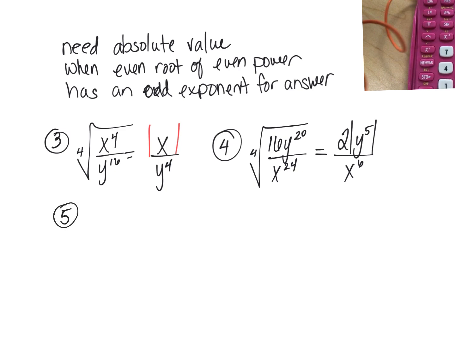And then example 5. I'm using a lot of 4th roots because square roots are, well, let's just use the square root. Square root of 3y to the 14th. What's the index on the square root? It's 2, right? It's a square root, so that's always a 2 if there isn't a number there. So that becomes 3y to the 7th. I need absolute value, don't I?